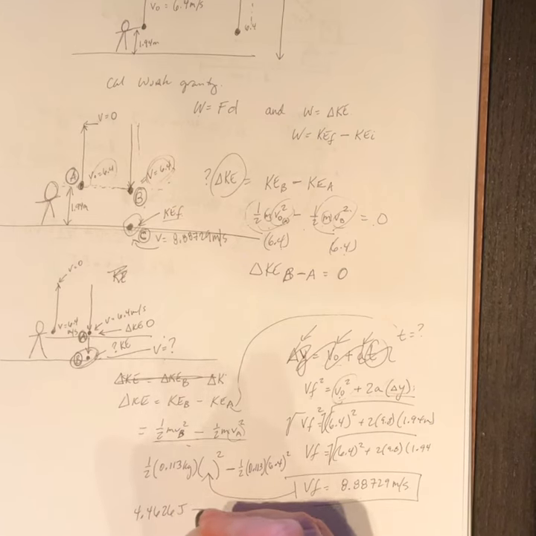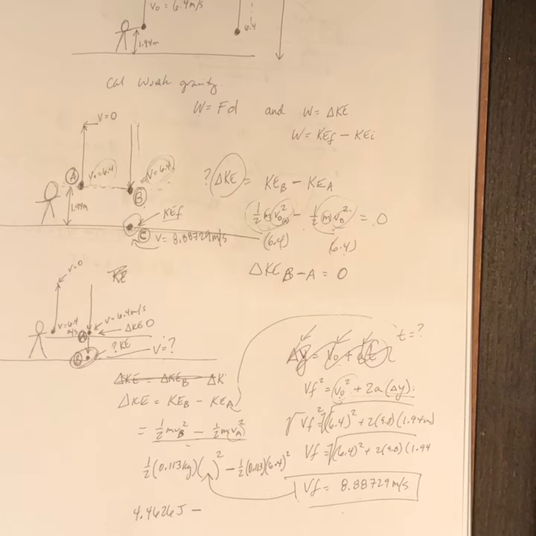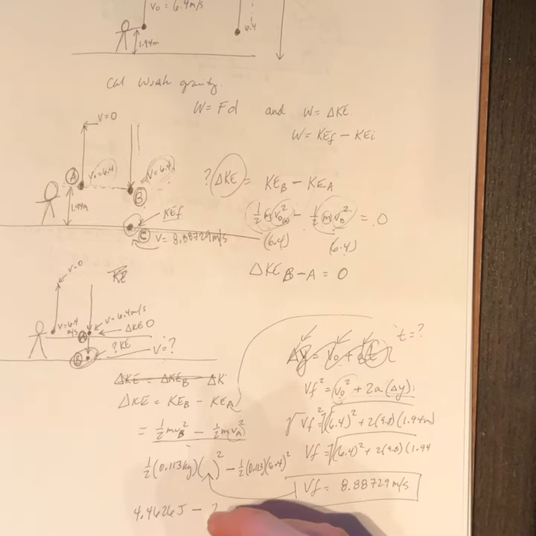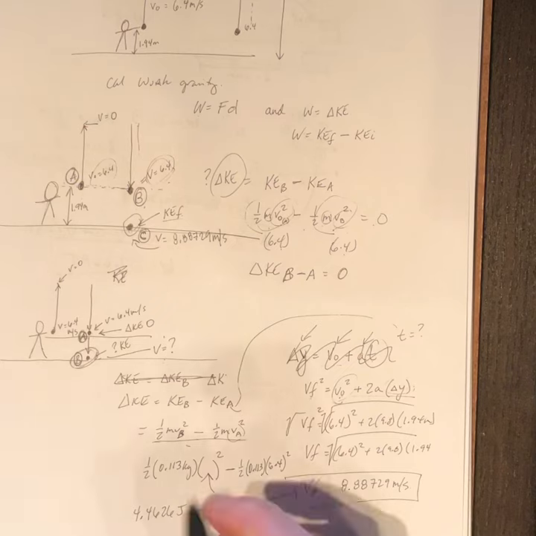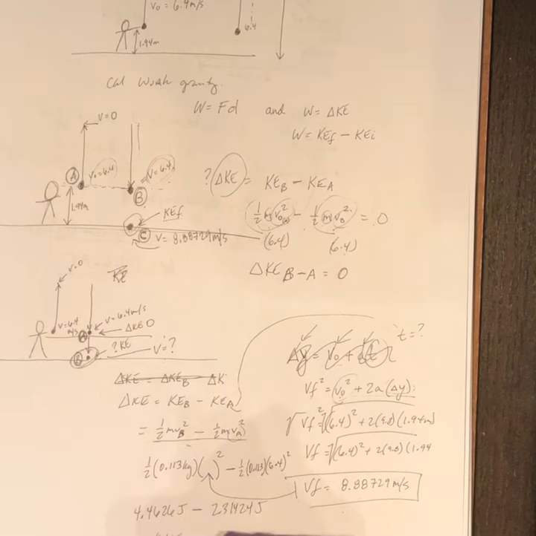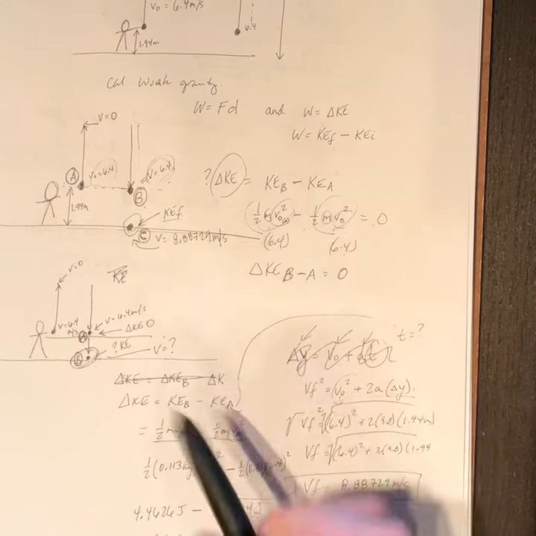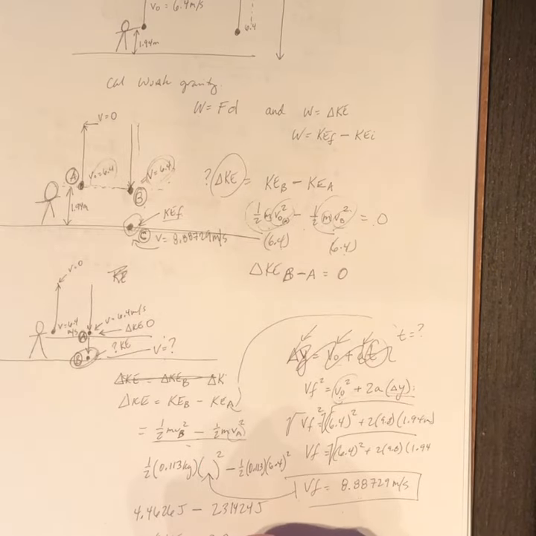4.4626 joules minus 2.31424 joules. So the overall change in the kinetic energy from point A to point B is 2.31 joules.